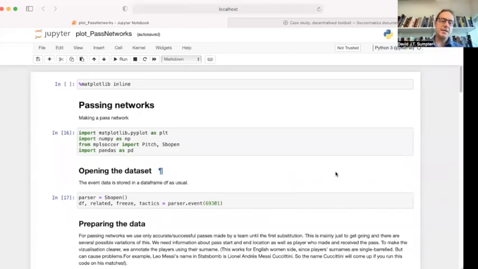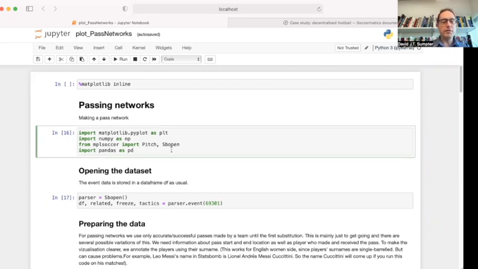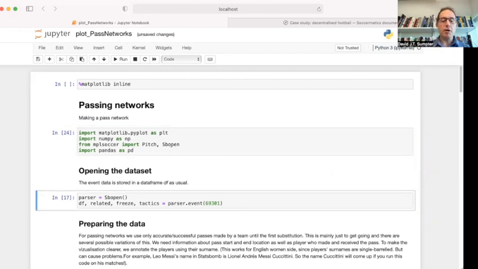I already talked about passing networks in the first lecture, but what we're going to do now is look in Python at how we can actually make passing networks, how we can plot them. As usual, we start by loading in the libraries that we're interested in. I'll run those. Then we need to open the data set.